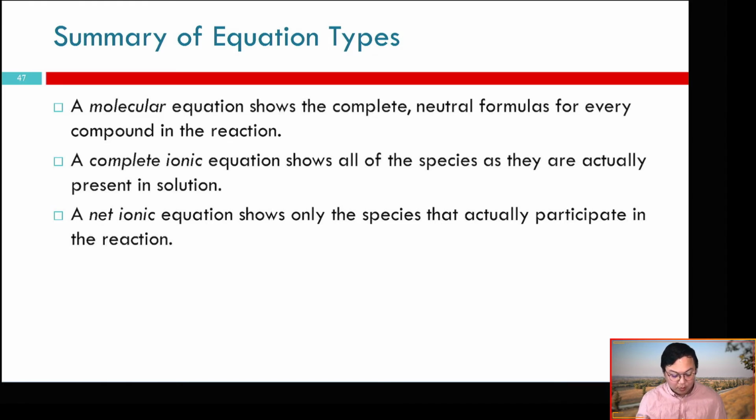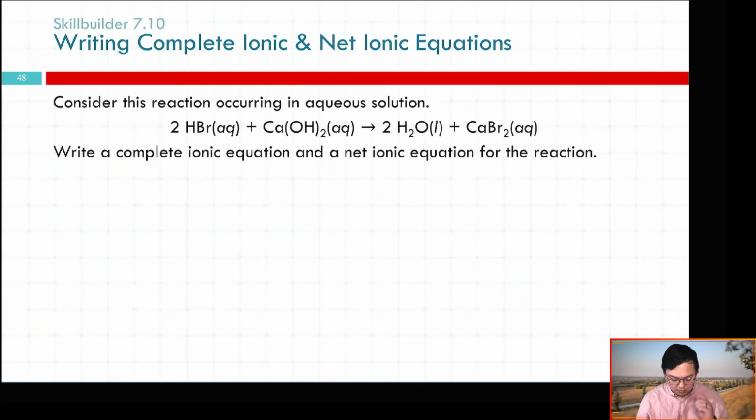Summarizing again, a molecular equation is the complete neutral formulas for every compound in the reaction. We balance that. A complete ionic equation shows all of the species as they are actually present in solution. And a net ionic equation shows only the species that actually participate in the reaction. So we'll see some examples of that.